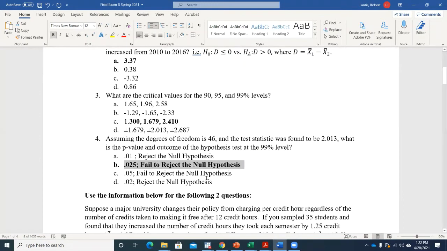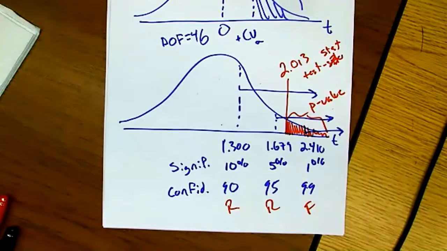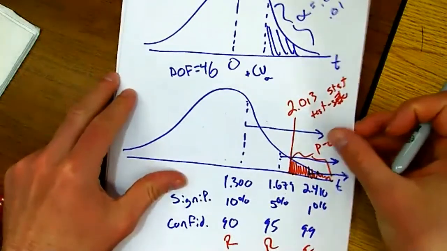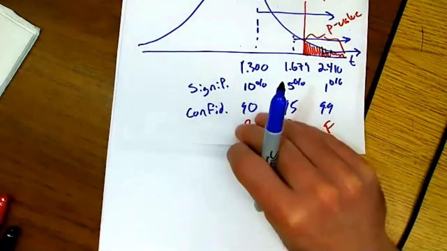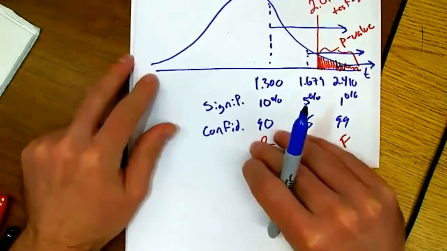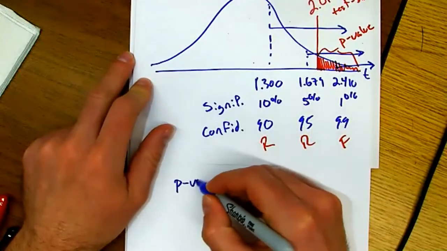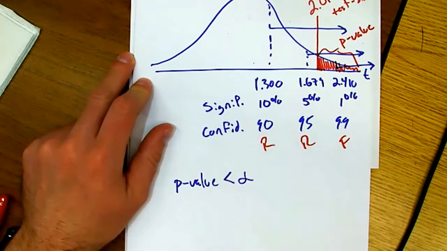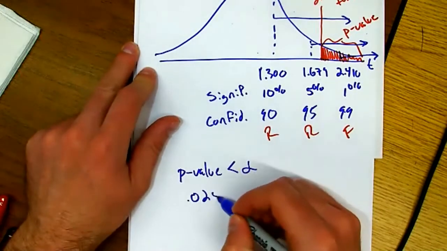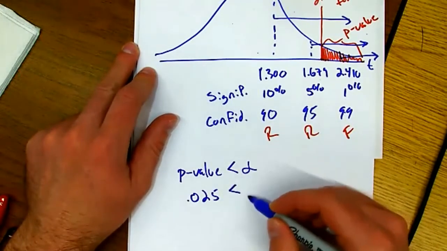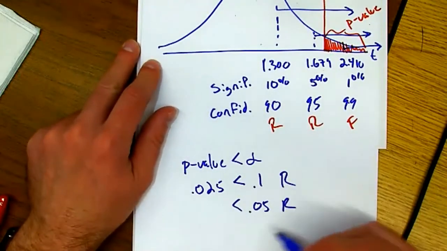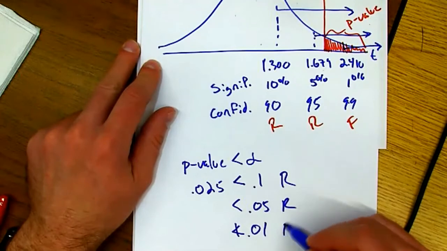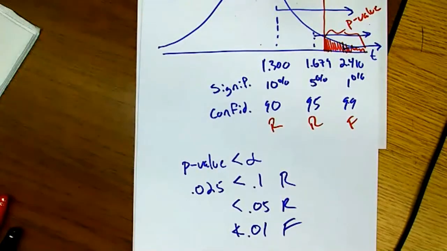We already said I failed to reject at the 99% level. So even if I didn't use the critical value approach, and I'm thinking about, okay, what if I use the p-value? I only reject if the p-value is less than alpha. So my p-value of 0.025, that's less than 0.1, so I reject. It's less than 0.05, so I reject. Not less than 0.01, so I fail to reject. Making the same decisions as if I use the critical value approach.